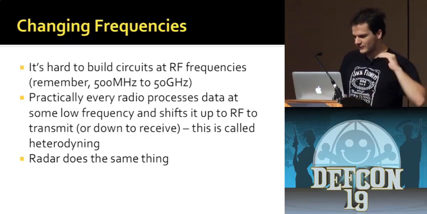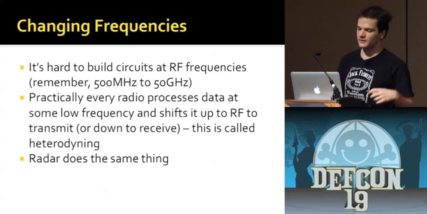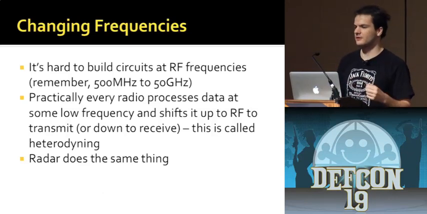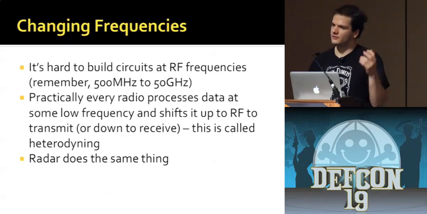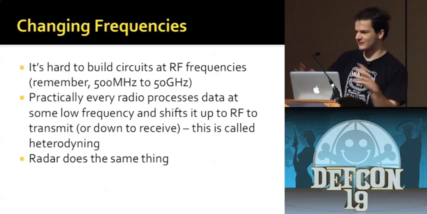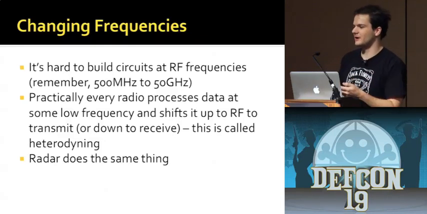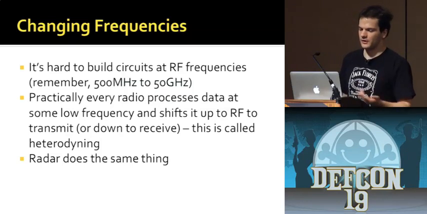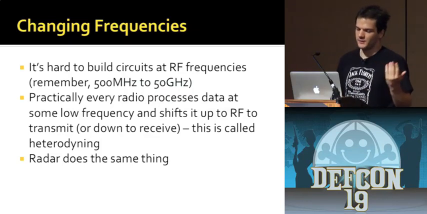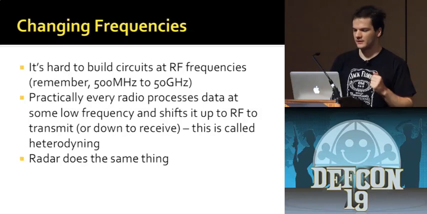So the way that virtually every single radio works is they process the data at some low frequency. So if you have a voice, like FM radio or something, the transmitter is just recording audio and it's processing audio. And then when it gets ready to transmit, it just magically shifts that signal to the frequency it's transmitting at, up to 100 megahertz or something. And what this is called is heterodyning. Radar pretty much works the exact same way in almost every case.